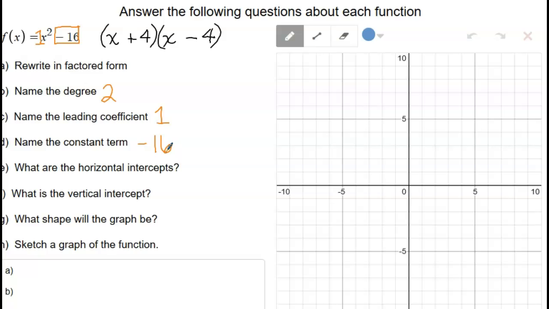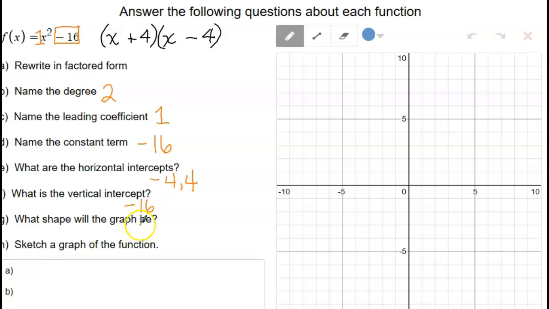The horizontal intercepts, remember, those come from your factored form. So here's x plus 4. What value of x makes this factor 0? So you would have negative 4. And what value of x makes this factor equal to 0? That would be positive 4. The vertical intercept is the same thing as your constant. So this would be negative 16. That's not going to fit on our graph, but we'll be all right.